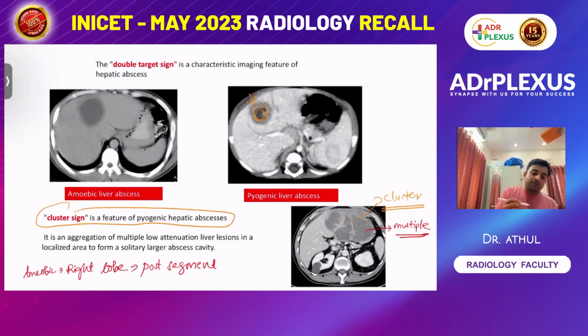Cluster sign is a feature of pyogenic hepatic abscess. All these things we have already discussed in our previous classes. If you know the concept, then you can easily make these things correct. Okay.